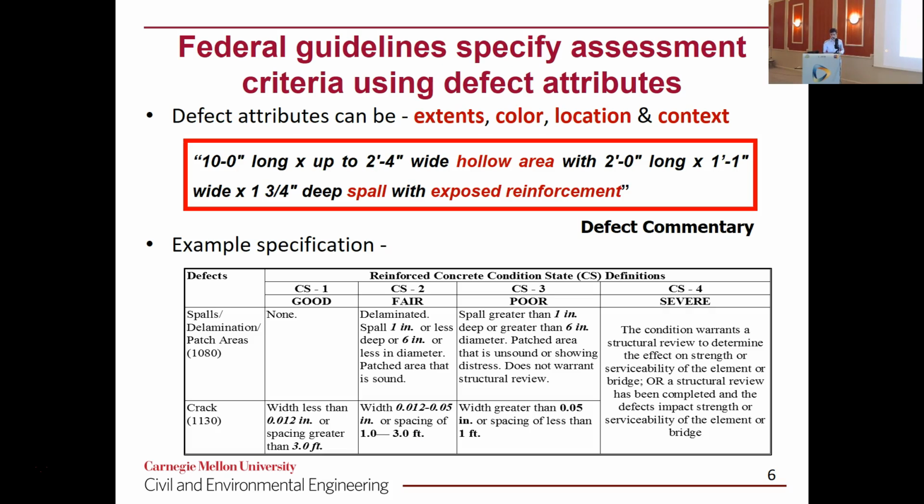Now, from the data collected, we analyze the defects that the bridge structure may contain. We have several criteria for doing so. These criteria include the extent of the defect, the color of the defect, the location, and its overall context. An example of it is up here as a defect commentary. And then eventually the extent data can be used for separating each of the defects into several condition states based on the severity of the defect and its urgency for being addressed by engineers and structural maintainers.